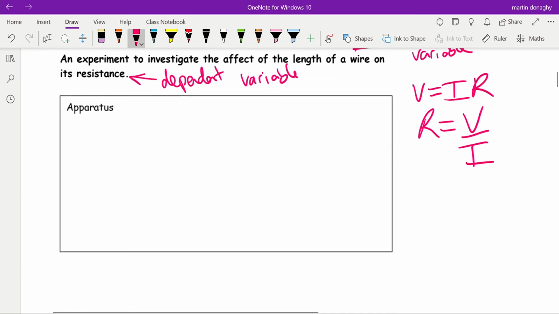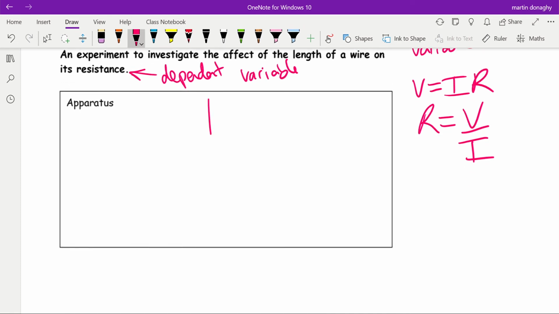So my apparatus would look something like this. We would have some sort of power supply. It doesn't need to be a variable power supply in this case. We would have that linked. Let's put a little switch in there as well, because one of the things we have to control is the temperature, and that's done by turning off the circuit and not allowing it to heat up. And essentially then we have a little contact here, or a crocodile clip.